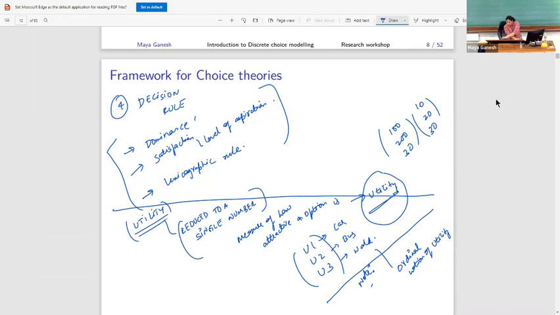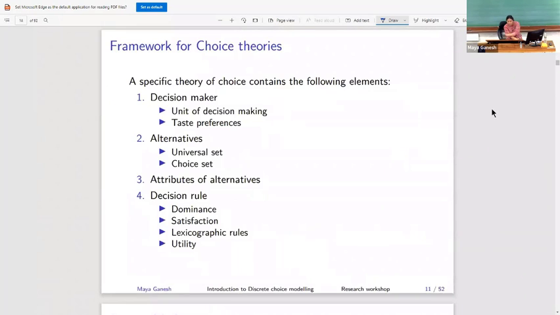So in the last 5 to 10 minutes, what did we discuss? We spoke about the various elements of this choice process. We looked at the decision maker. We spoke about units of decision making and how taste preferences could be different in a population of individuals. We looked at alternatives and we said there could be a universal set, and a subset of that is the choice set, which typically is at the disposal of a decision maker.